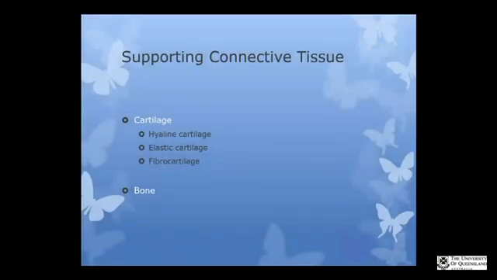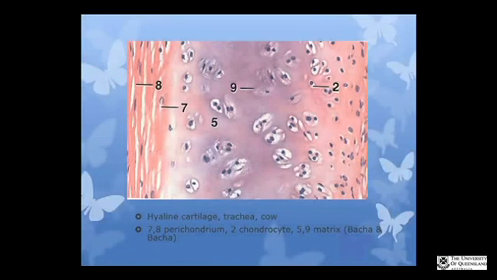Okay, cartilage, 3 kinds of cartilage: hyaline, elastic, and fibrous. And of course the other supporting one is bone. This is hyaline cartilage. Now, cartilage is very easy to distinguish because its cells look like ladders. You see how they've got these cells? You've got 1, 2, 3 cells there. You've got 1, 2, 3 cells here. They sort of look a bit like ladders.